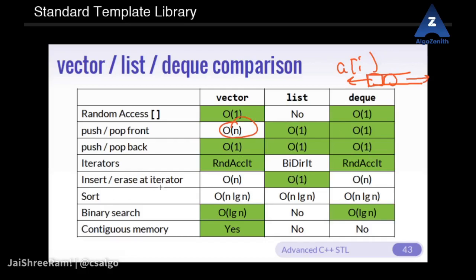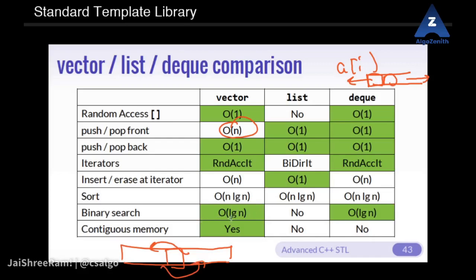So insert and erase at an iterator. Given some iterator, if you have to remove, for vector and deque it takes order n, because if you have to remove some element that is in between, let's suppose you have some sort of array and you have to remove an element from the middle and join them back. Doing this operation takes order n in both vector and deque, but list optimizes this, because in list you have to just change two pointer links and that will work. Okay, sorting in all of them takes n log n.